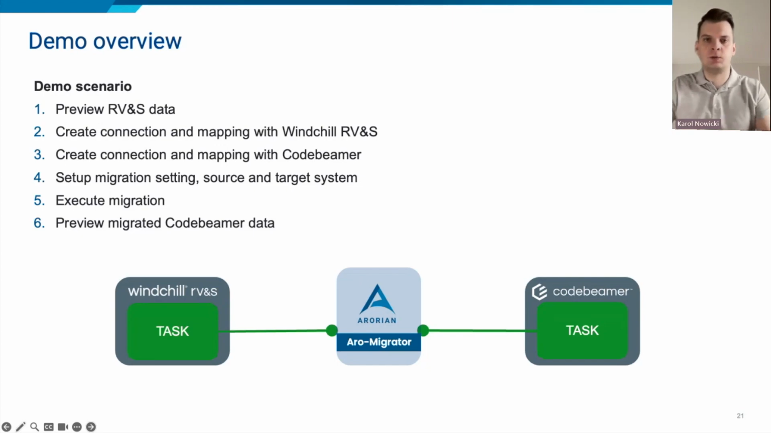Okay, let's proceed to the demo. The example I will show will be very simple. At the beginning, we will see previously prepared data in RV&S. Then we will switch to Aro-Migrator, create a connection and mappings firstly to Windchill RV&S, then also configure connection and mapping with Codebeamer. Then we'll set up a migration setting, execute this migration, and see the migrated data in Codebeamer.